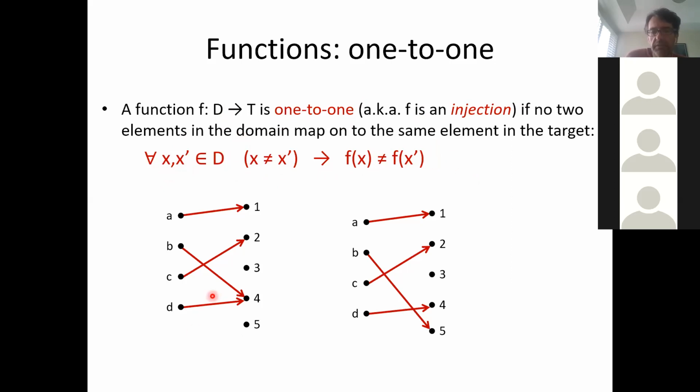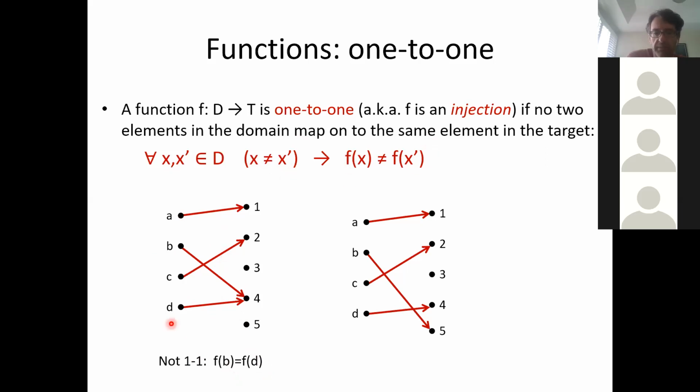So this function fails this. Do I have it animated? Yes. This function fails this predicate, this constraint, because if x is equal to b and x prime is equal to d, this part is satisfied, so therefore this must be true, but it's not.